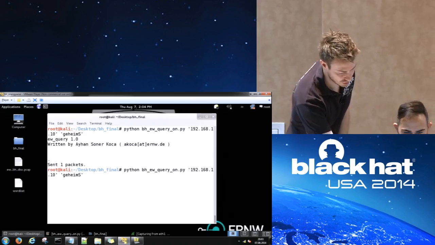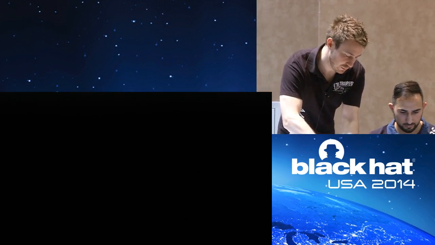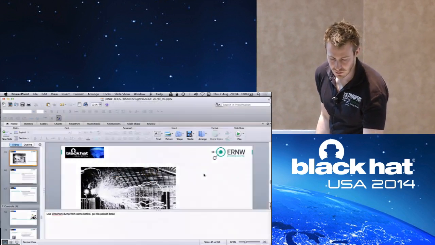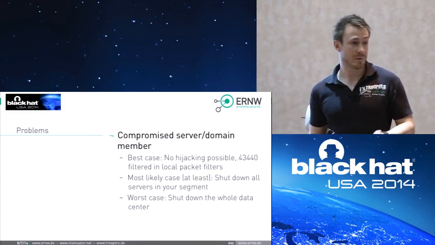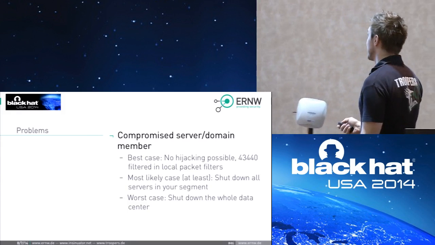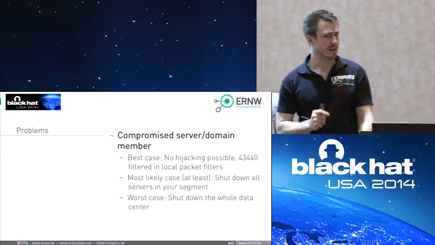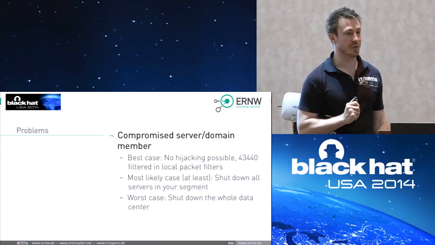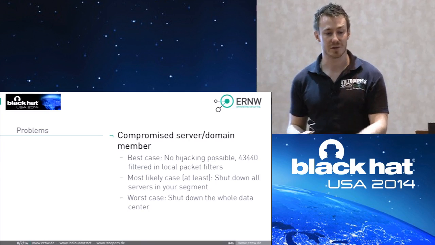Okay, I will switch back to the presentation at this point, because that is basically the relevant vulnerabilities that we discovered in the protocol. So we are able to compromise servers by means of availability. And when we are thinking about the EnergyWise architecture, the very best case, which is not very likely in my opinion and experience, is that we are not able to shut any server down because the EnergyWise port is filtered in a local packet filter and restricted to domain members.